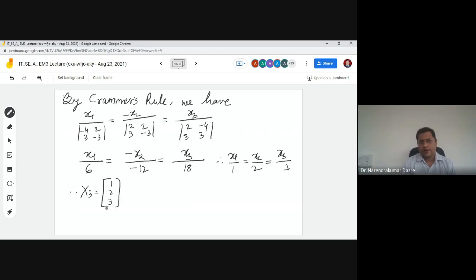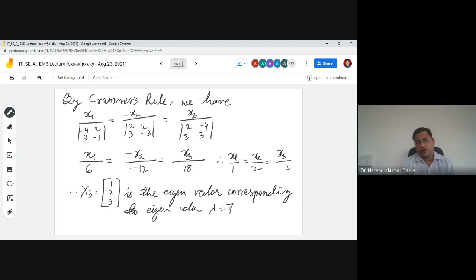1, 2, and 3. Okay, so we can say this is the eigenvector corresponding to eigenvalue lambda is equal to 7. So this way we are able to get the eigenvalues and eigenvectors. And this is how we are able to use the Cramer's rule, as well as when Cramer rule is not applicable, we have to think of the other option.